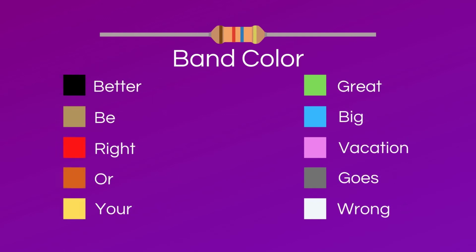This can be difficult to remember, so there is an acronym that I think you will find useful. It goes as follows. Better be right, or your great big vacation goes wrong. If you can remember this, you have taken a large step towards reading resistor values.